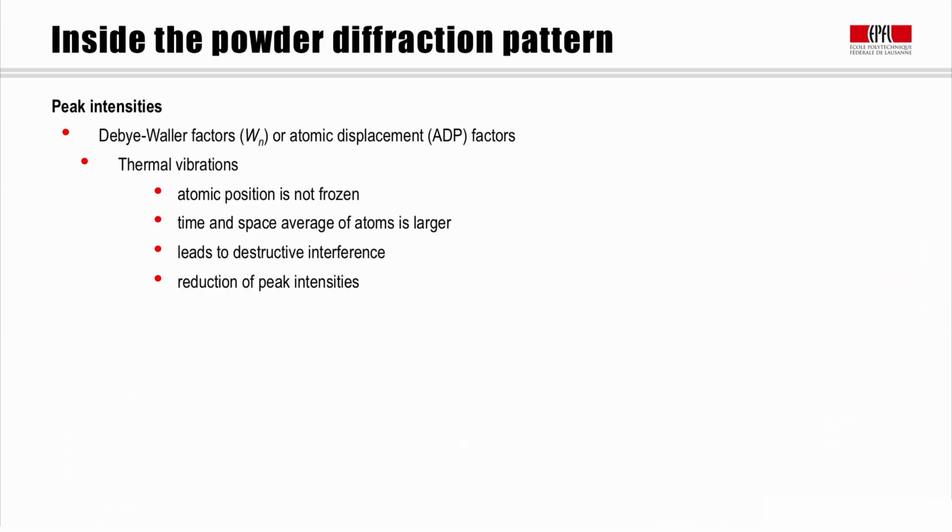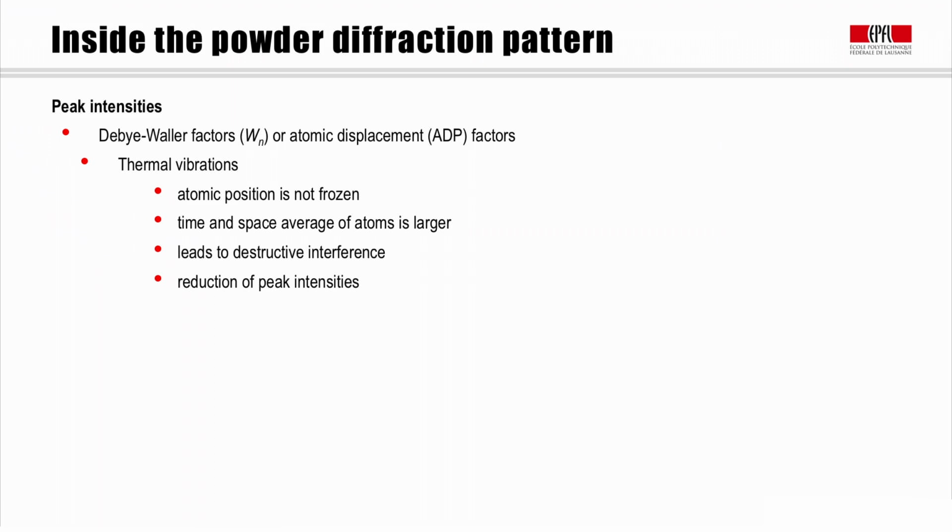The last parameter in the intensity equation are the Debye-Waller factors, also called the atomic displacement factors. This factor in fact reflects the thermal vibrations of the atoms in their positions. They are not frozen, they vibrate around the position, which makes the size of the atoms, time and space averaged, larger than they actually are.